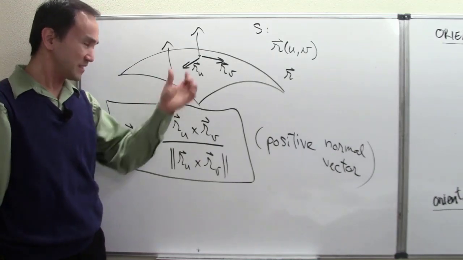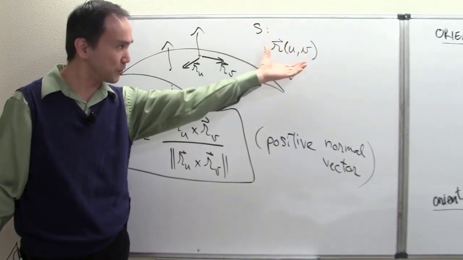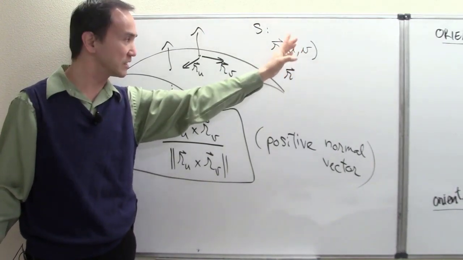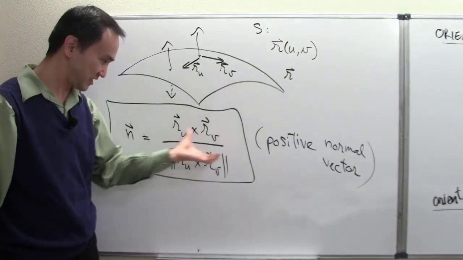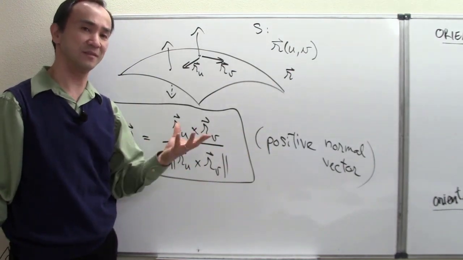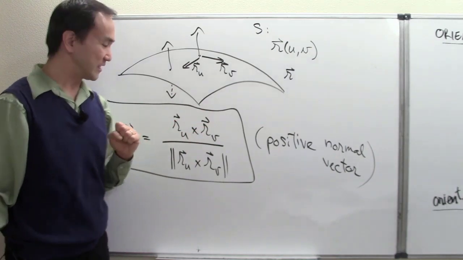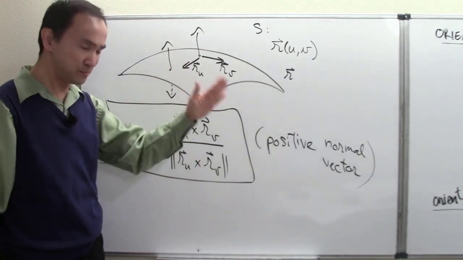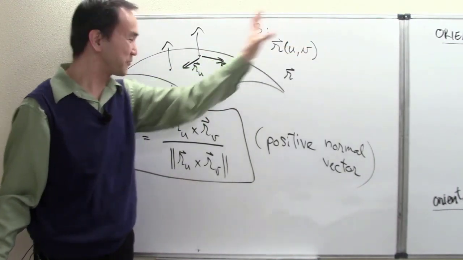The bottom line is, there are multiple parameterizations. If we just strictly follow whichever parameterization we are given, then we stay with it and consider that as the positive side of the surface, and from there our surface is oriented.